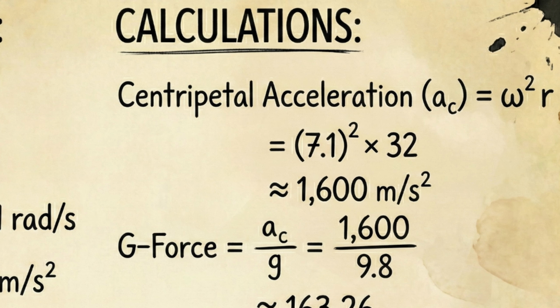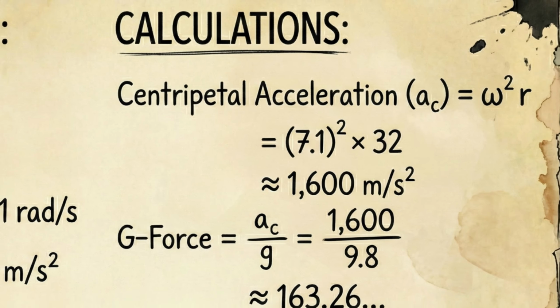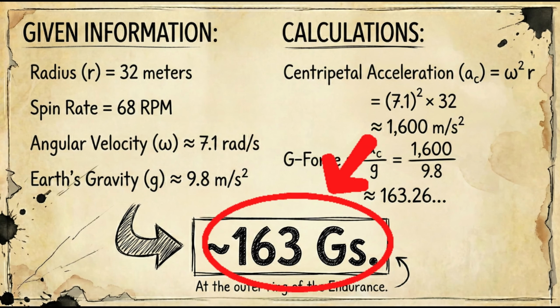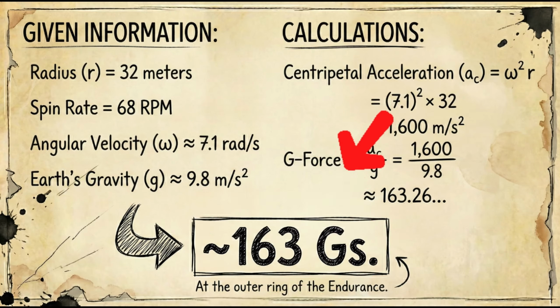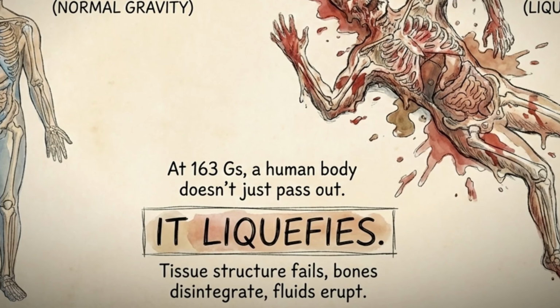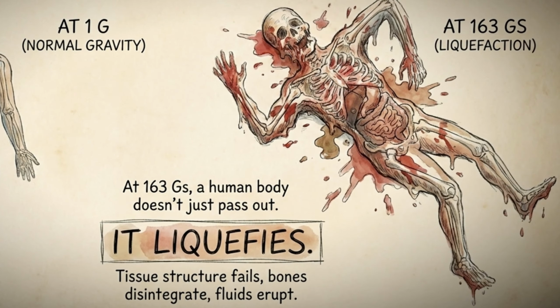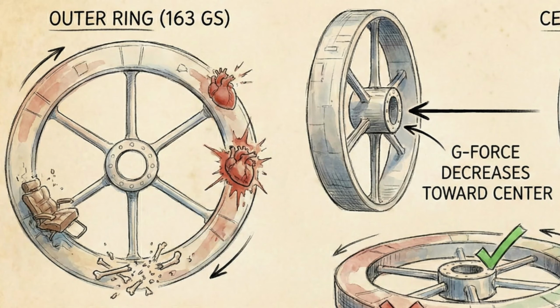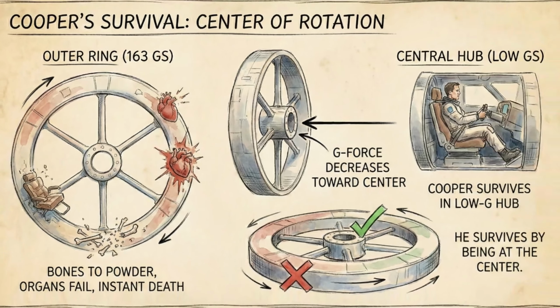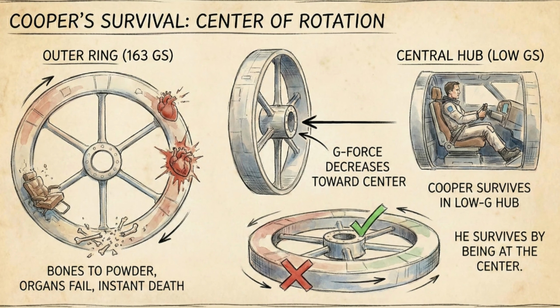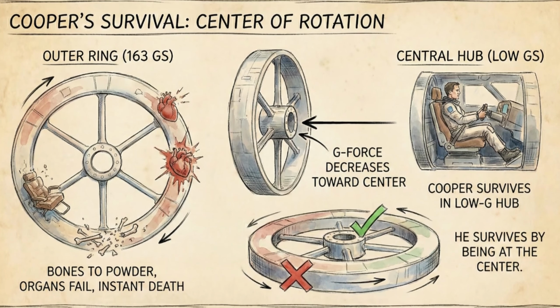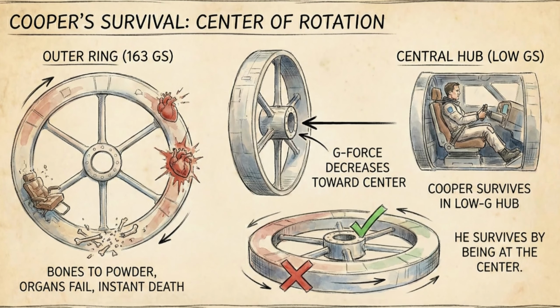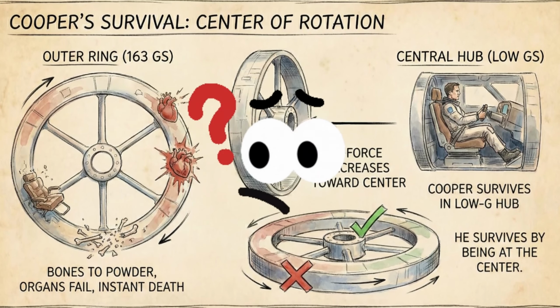If you divide that by Earth's gravity, which is 9.8 meters per second squared, you get approximately 163 Gs. At 163 Gs, a human body doesn't just pass out, it liquefies. The outer ring of the ship is pulling enough force to crush steel. Bones turn to powder. Organs fail instantly. If Cooper were sitting in the outer ring, he would be dead. Not unconscious, dead.